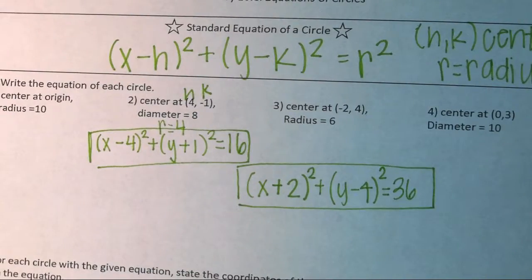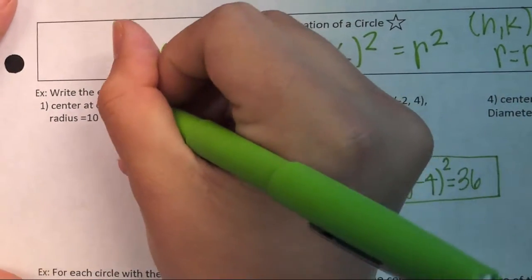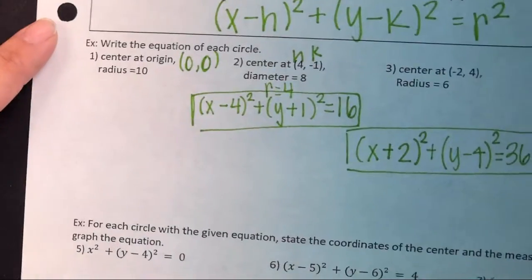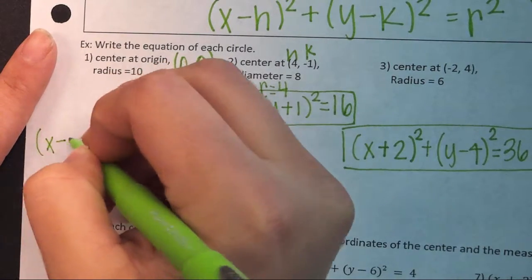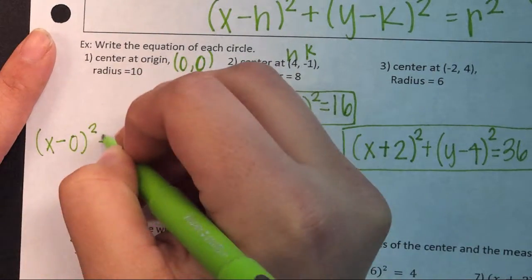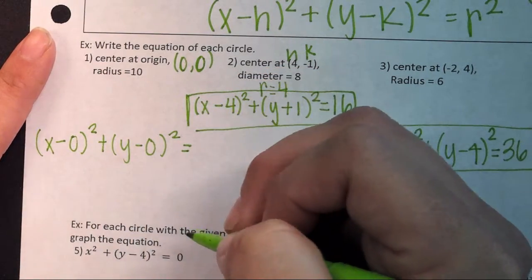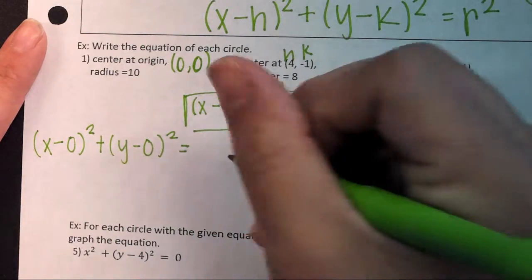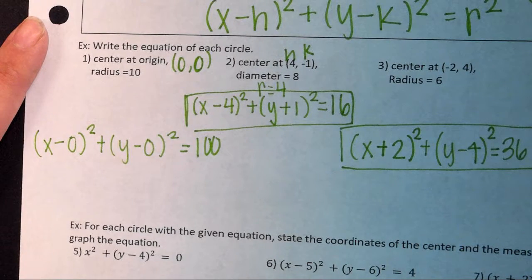Okay, let's go back to number 1 now. Because what does the center at the origin mean? It means 0, 0. So when this scenario happens and it's 0, 0, it would look like this. X minus 0 squared plus y minus 0 squared. Radius is 10, and 10 squared is 100, okay, so that's how you would technically write this equation.